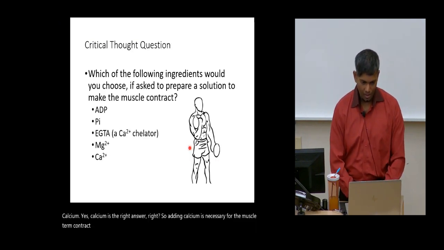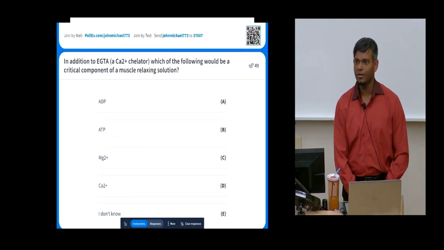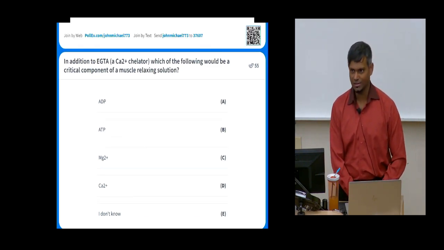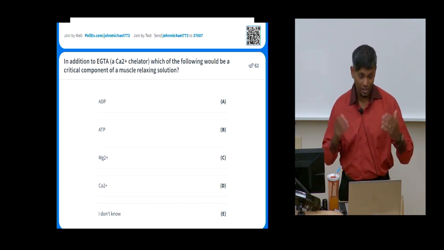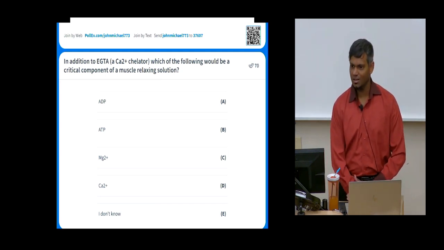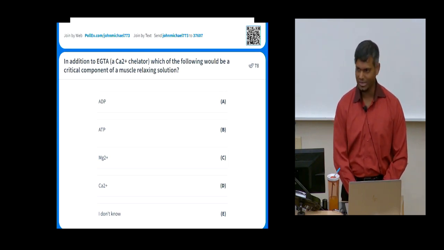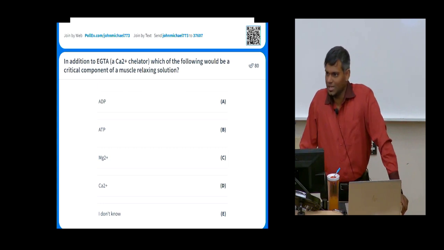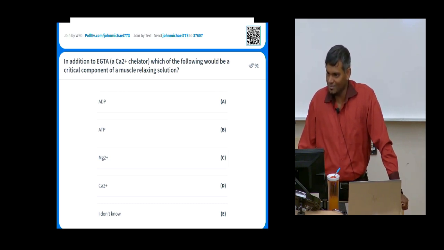So now, if you want to make the muscle relax, right, we can get rid of the calcium by using EGTA, right? So it's a calcium chelator which can bind calcium, so that we can get rid of the calcium. But we need another very important component for making the muscle relax. And what do you think that component would be? Would you need ADP, ATP, magnesium, calcium? You should be able to answer this question based on the cross-bridge cycle. Anybody?